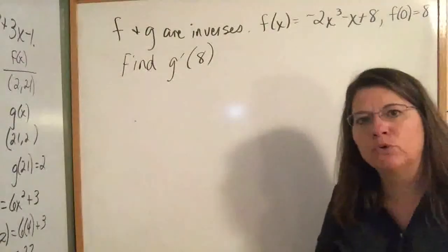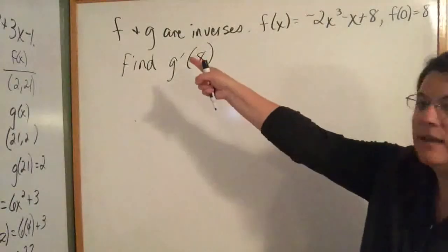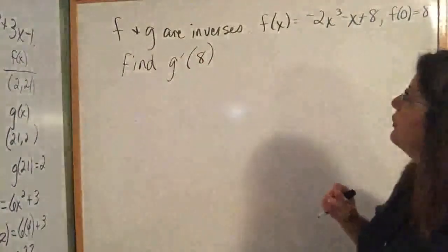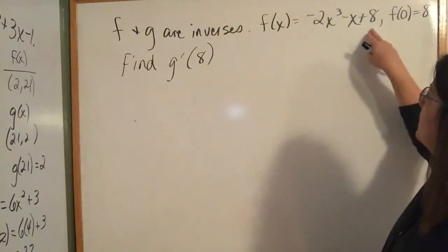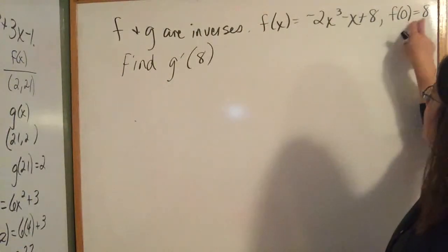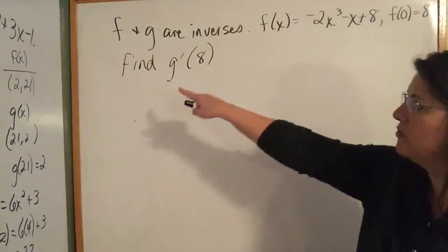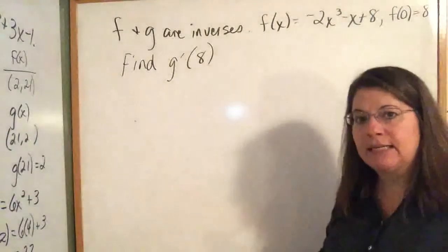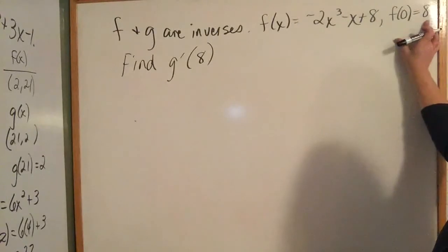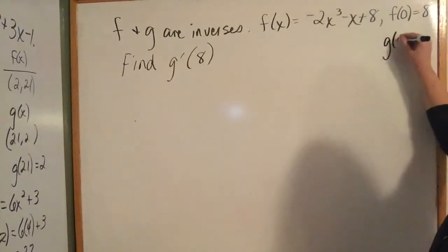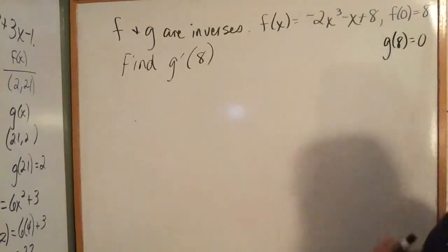Here's another chain rule problem. They tell us in the given that f and g are inverses. They tell us that f of x is equal to negative 2x cubed minus x plus 8, and f of 0 equals 8. They want us to find g prime of 8. Well, just looking at what we have here, if f of 0 is 8, wouldn't g of 8 be equal to 0?